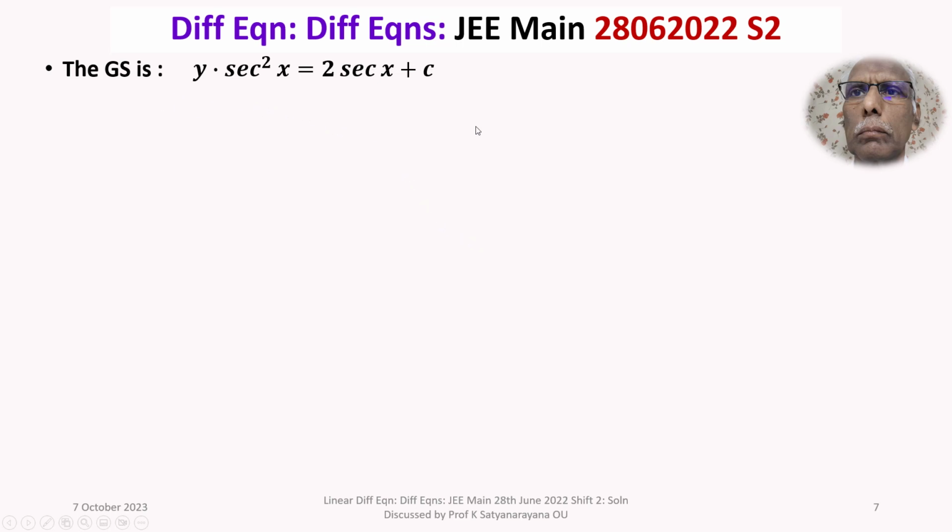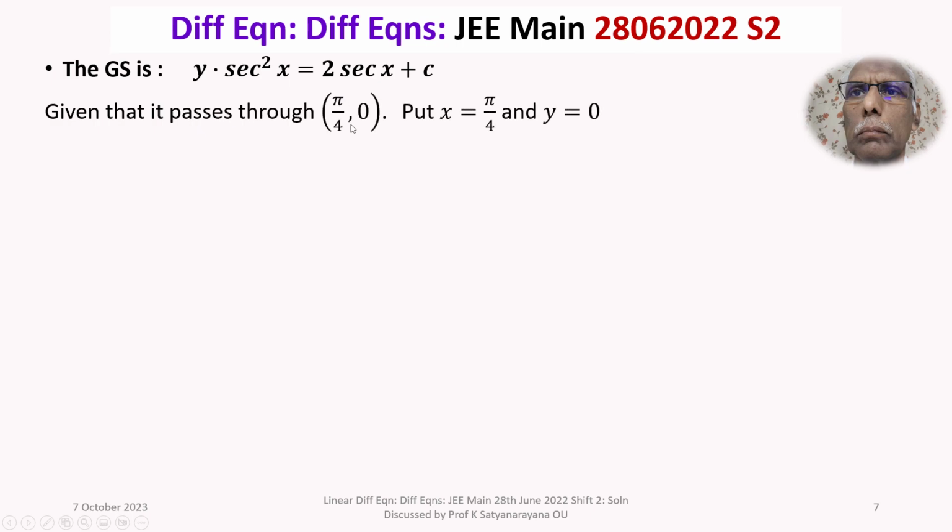We have the general solution, right? We are given that this curve passes through the point pi by 4 comma 0. So in the above equation, put x is equal to pi by 4 and y is equal to 0 to obtain c. So y is 0, 0 into anything is 0, 0 is equal to 2 times secant pi by 4 plus c. And secant pi by 4 is root 2. So 2 root 2 plus c is equal to 0. That will imply c is equal to minus 2 root 2.